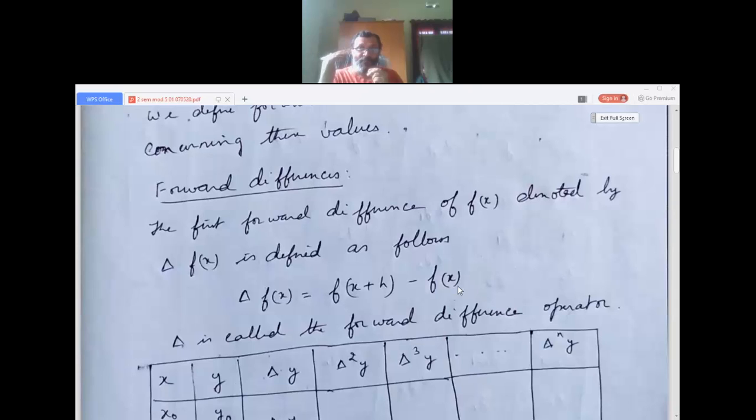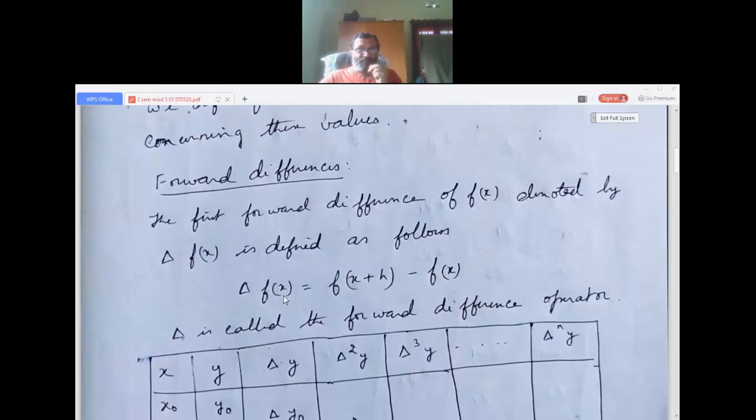So 10 became 15, 15 became 20. So first del is 15 minus 10, that is 5, like that. Del f of x is f of x plus h minus f of x, that is a difference, you can say. Del is called the forward difference operator.